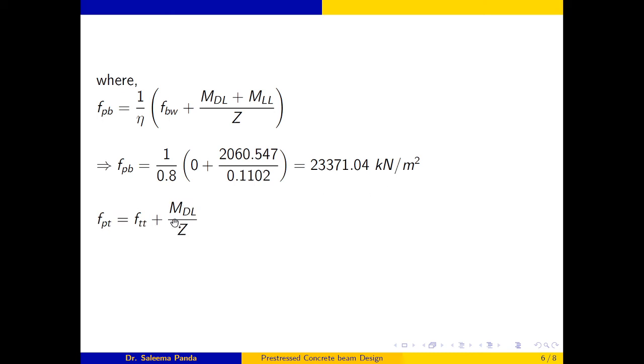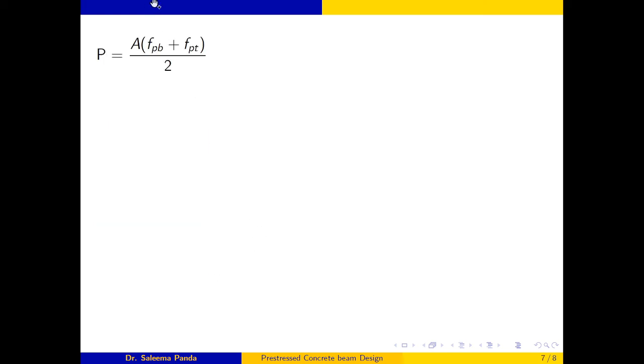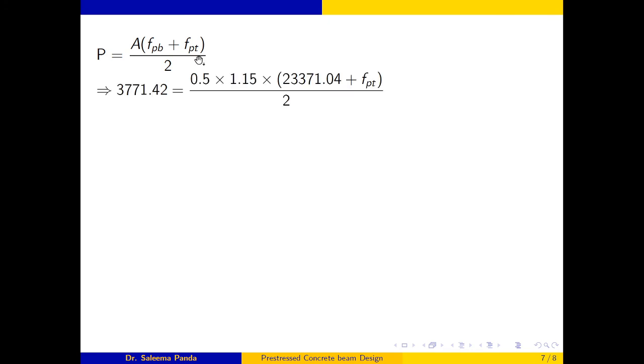Now coming to FPT, the formula is FTT plus moment due to dead load by Z. Now FTT is unknown, but we know P. P is already given because the cables area, how much pre-stress wires, is given. So we can use the pre-stress formula to calculate FPT. P is known, FPV is known, we can calculate FPT. So using this formula, pre-stress force, area is B into D, FPV we have calculated just now, plus FPT by 2. So FPT is minus 10253.06 kilonewton per meter square.